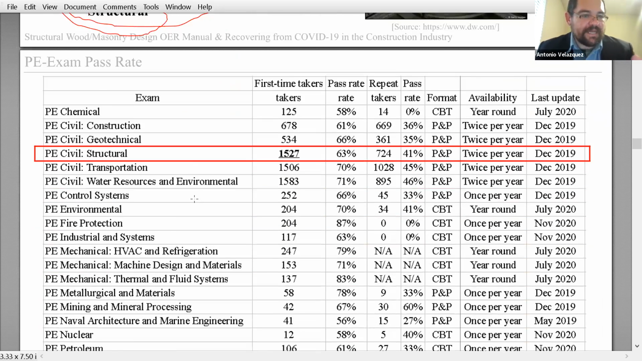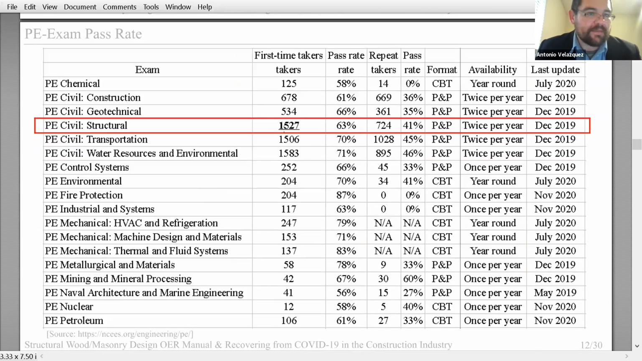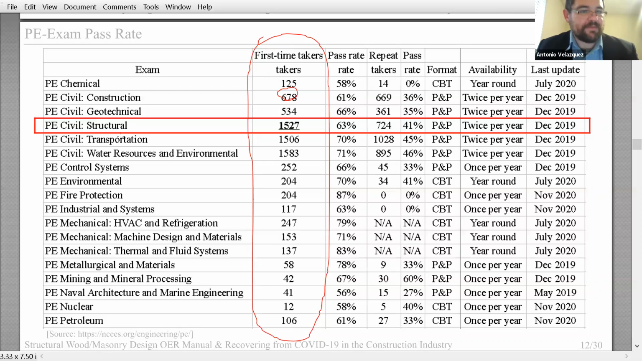So let's see here quickly some stats for this exam. Look at the different branches, the number of first takers from this year. Take a look at this. For example, in construction, only 678 people applied this year. It's very small. For chemical, it's 125. Look at the others, architecture, another architecture. But now look at structural. You see that? Why is that the case?